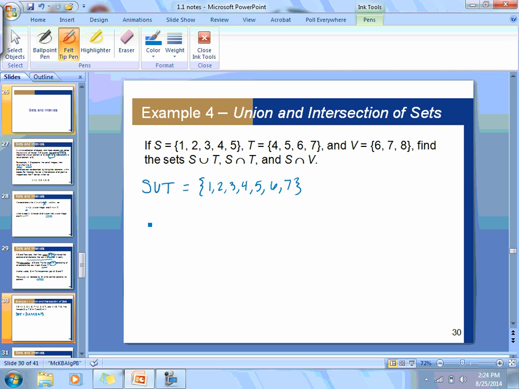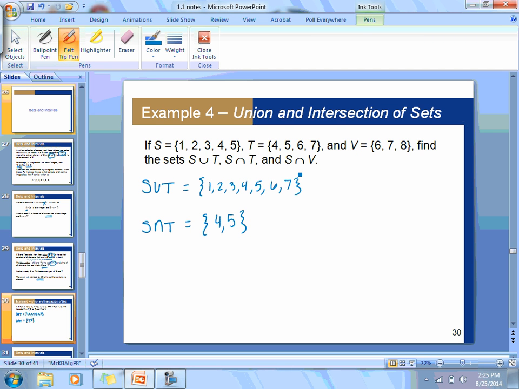And they also want us to find S intersection T. So that's the stuff that's in S and in T. It's the stuff that's in both of them. So again, we noticed that when we were doing our previous example. So the stuff that's in both of them, the stuff that overlaps, is just the 4 and the 5. That was the stuff that I said I wasn't going to list twice.